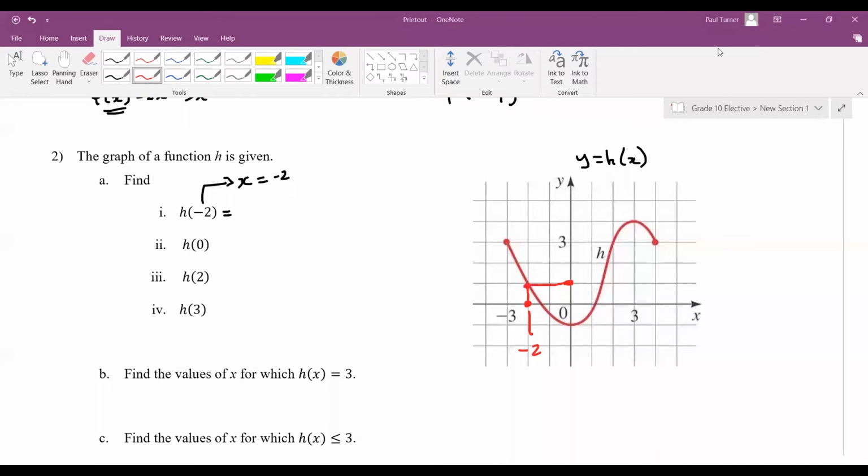Okay, so if this is -2 for x, h minus 2 will be equal to 1. Can you see that there? This is 1, 2, 3, 4, 5. So h minus 2 must equal 1 from your y-axis. Okay, and you do the same for these ones.